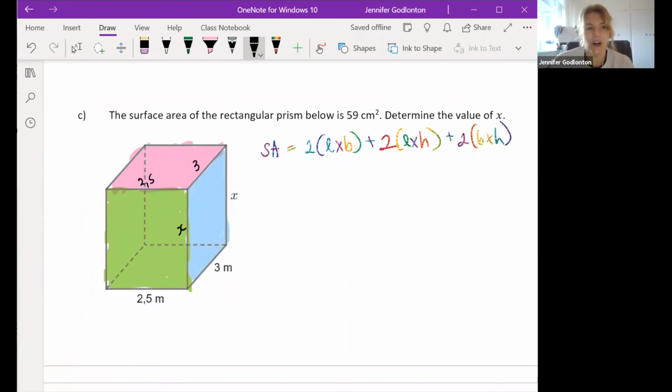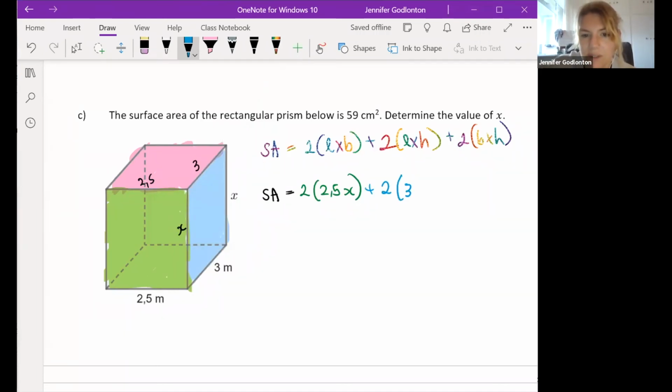Okay, let's go. Okay, we can do this. So we're going to work out our surface area over here. I'm going to do this in stages. So my green, I'm going to say is 2 times 2.5x, because it's 2.5 times x. Plus my blue, so 2 times 3x. Plus my pink, so plus 2 times 3 times 2.5.